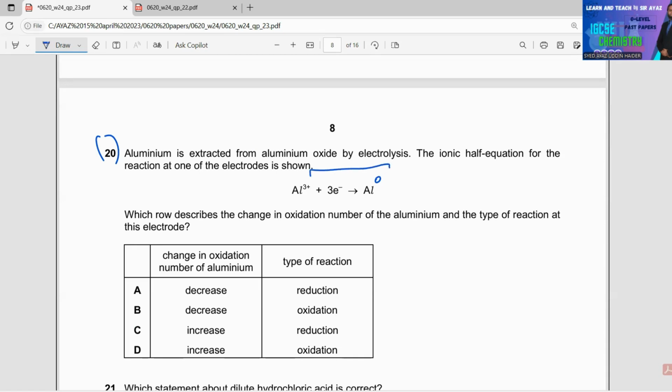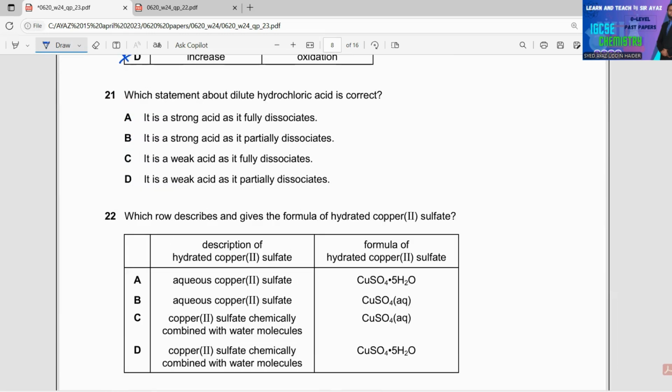So +3 to 0 means oxidation number decreases. It's not increasing. It's moving to the 0 side, which means decreases. Either A is correct or B is correct. C and D are incorrect. And the type of reaction is reduction because it has gained electron. So A must be the right answer in this case. B is incorrect.